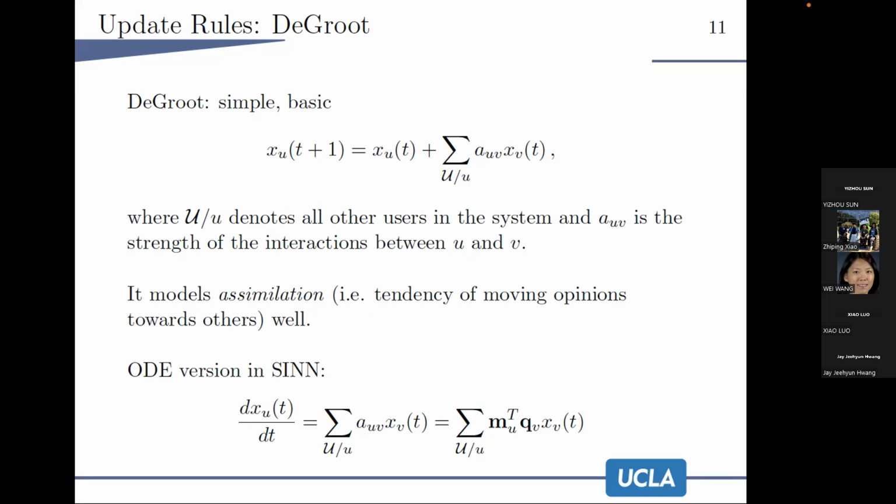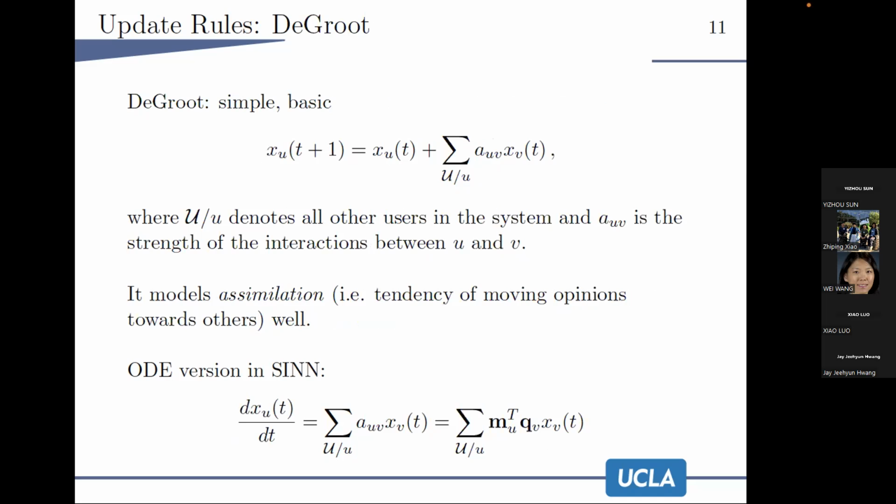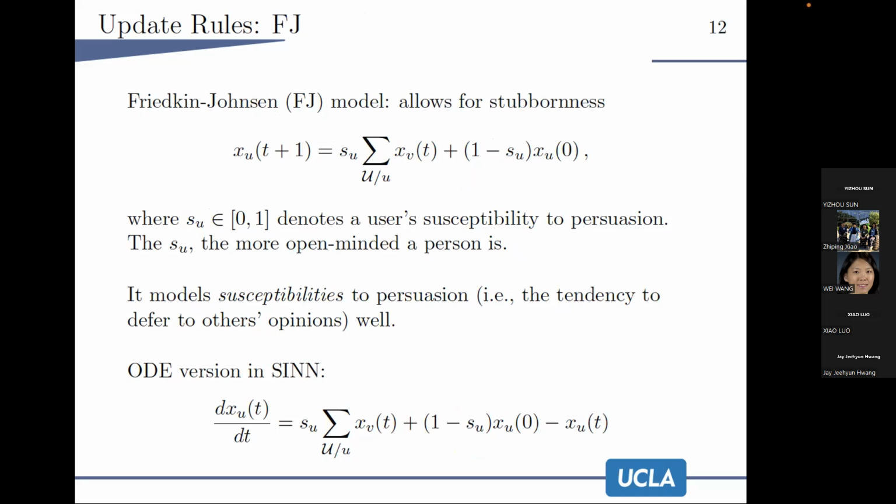And in the SINN paper, this model is factorized like this, using some matrices to decompose the parameters in this field a_uv. Because the previous model only models the assimilation relations well, we can also think about how people tend to stick to our own opinions.